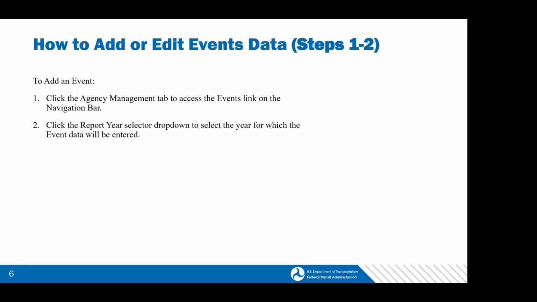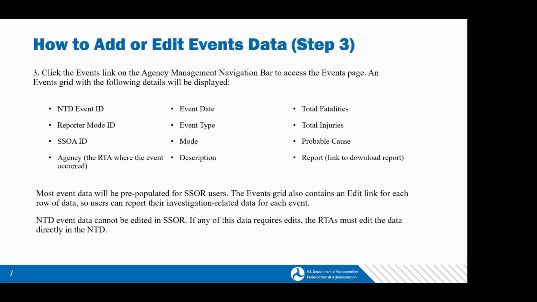Here's steps 1 through 2 on how to add or edit events data. To add an event, click the Agency Management tab to access the events link on the navigation bar. Click the Report Year, select the drop-down to select the year for which the events data will be entered. Next, you want to click the Events link on the Agency Management navigation bar to access the events page.